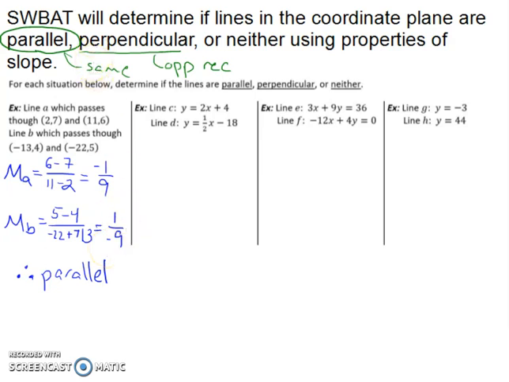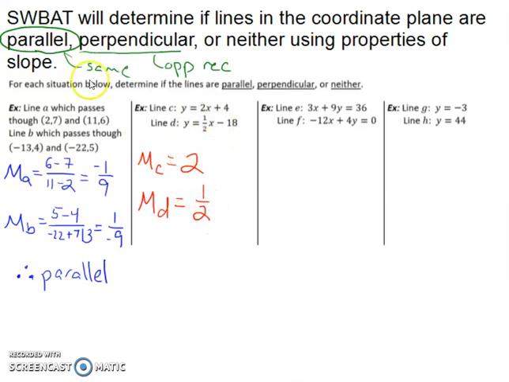Second example. Same basic idea, of course, but this did not give us two sets of points. This gave us two lines in slope-intercept form. So the slope of line C is 2. That's easy to tell because slope-intercept form has the slope as the coefficient of x. And slope of line D is +1/2, which is, again, the coefficient of x.